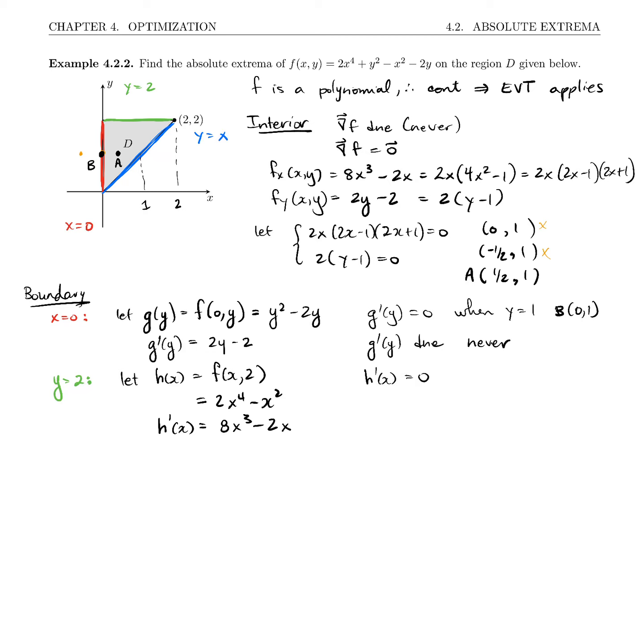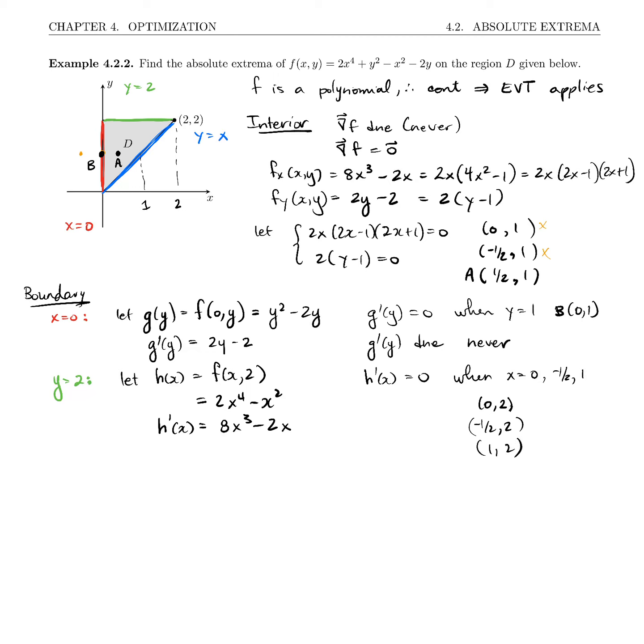Well, at exactly the same places that x was equal to 0 in the interior. So at x is equal to 0, minus 1/2, and 1. That means that we're looking at places where y is 2 and x is each of these values. So we've got potential critical points here of (0, 2), (-1/2, 2), and (1, 2).